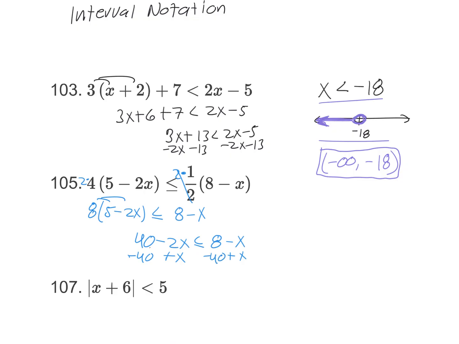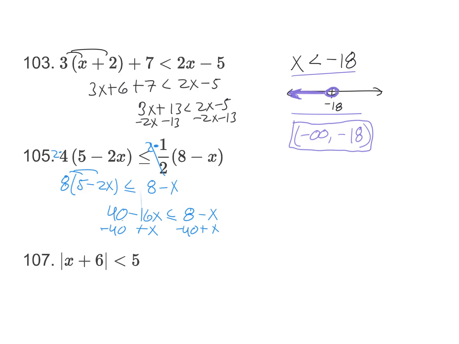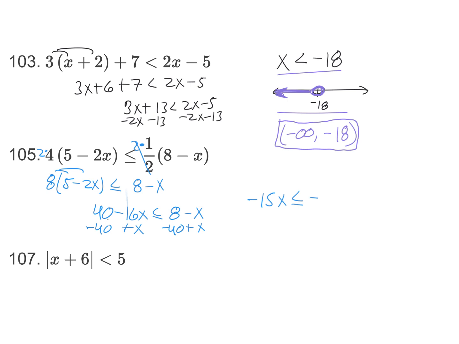and oops, I made a mistake. This is not 2x. 8 times 2x is going to get you minus 16. All right, and then what we end up with is negative 15x is less than or equal to negative 32.